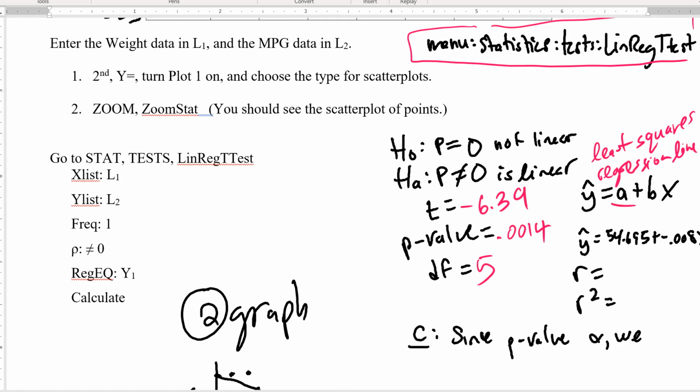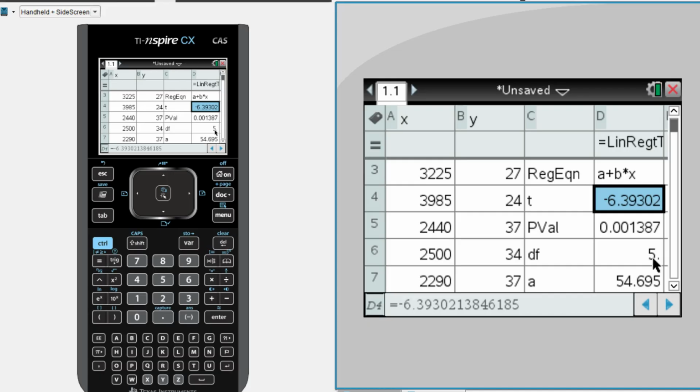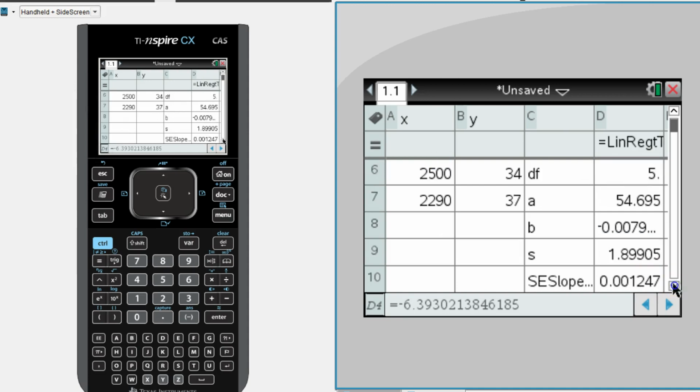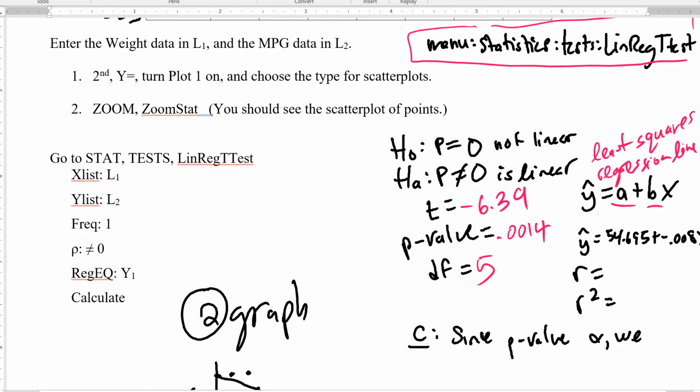They give me the A and the B so that I can fill in this equation and go y is equal to 54.695 plus negative 0.0079x. That's the A and B in this equation. So 54.695 plus negative 0.008, and I don't know why I can't see it in there, but there's a little x in there, okay? It gives us other useful things.